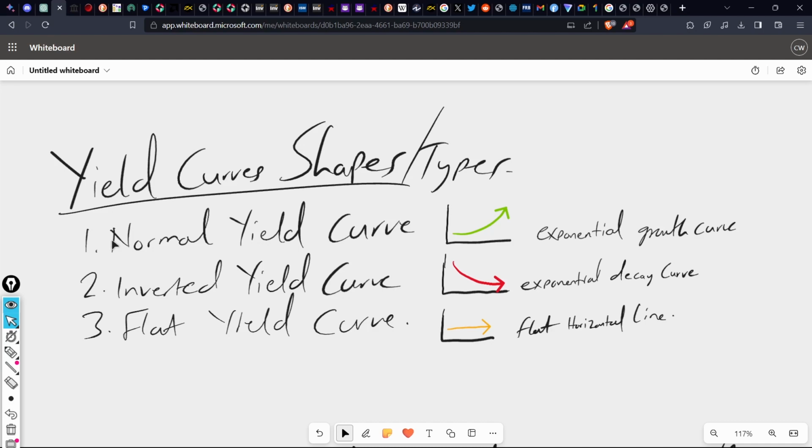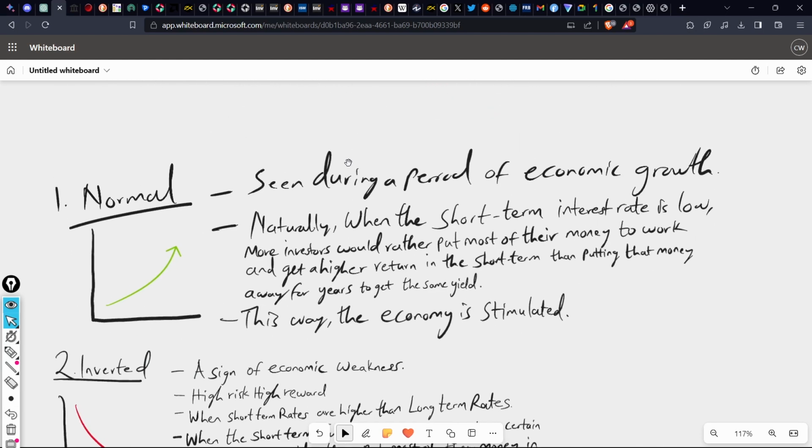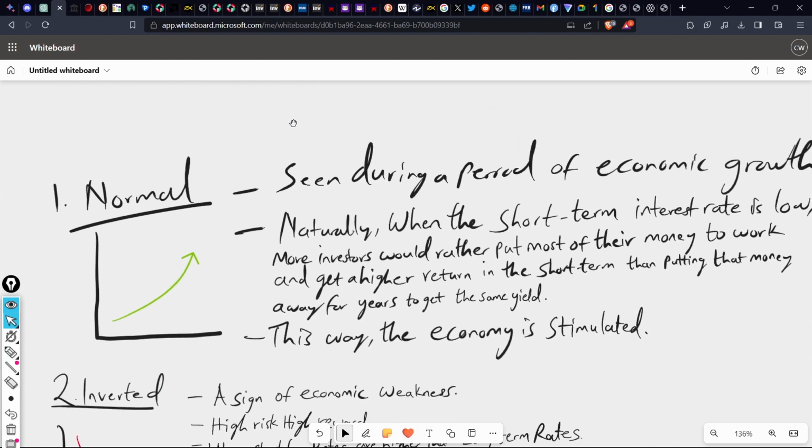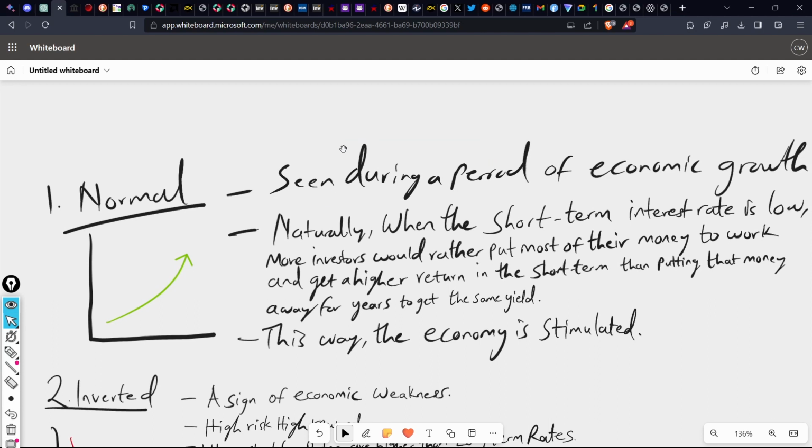These are the three main types of the yield curve, and we're going to talk about them. Let's start with the normal yield curve. Number one, normal. It's seen during a period of economic growth.